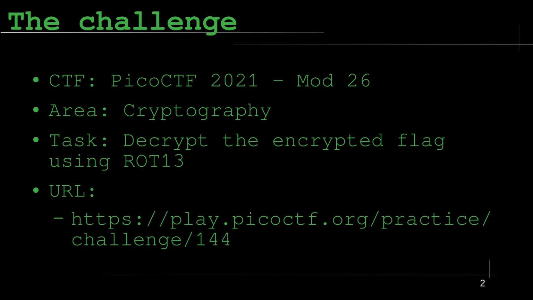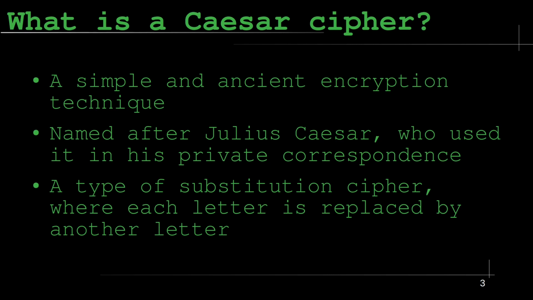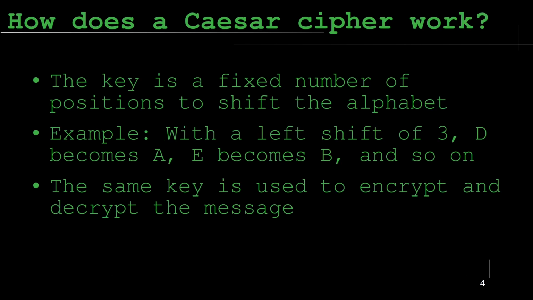Before jumping into the challenge, I want to talk briefly about the Caesar cipher and ROT13. The Caesar cipher is one of the simplest and most widely known encryption techniques. It is named after Julius Caesar, who used it in his private correspondence to protect his messages from prying eyes. A Caesar cipher is a type of substitution cipher, which means that each letter in the plaintext is replaced by another letter according to a rule. The rule for a Caesar cipher is very simple.